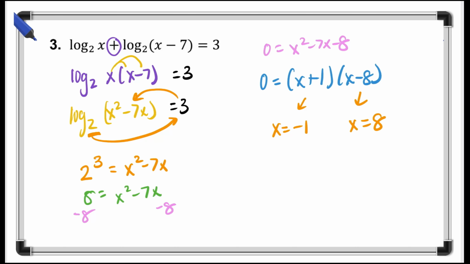And don't forget to check. So I'm going to take negative 1, plug it into argument here and argument here. If I take negative 1 to the first argument, that one's already out. And if I take 8, you got 8. And then 8 minus 7 is 1. This is good. So my final answer is only 8.